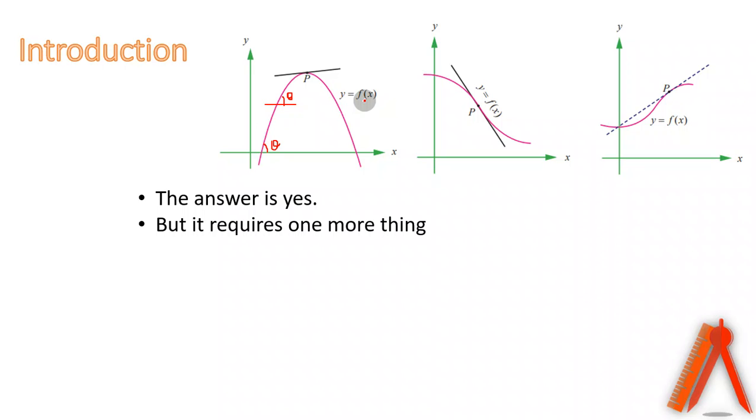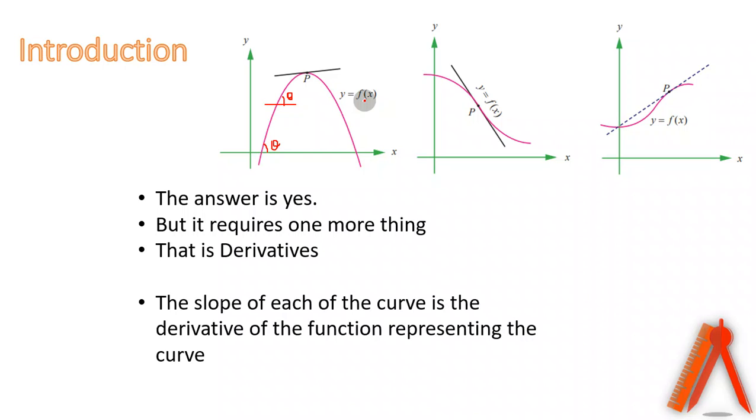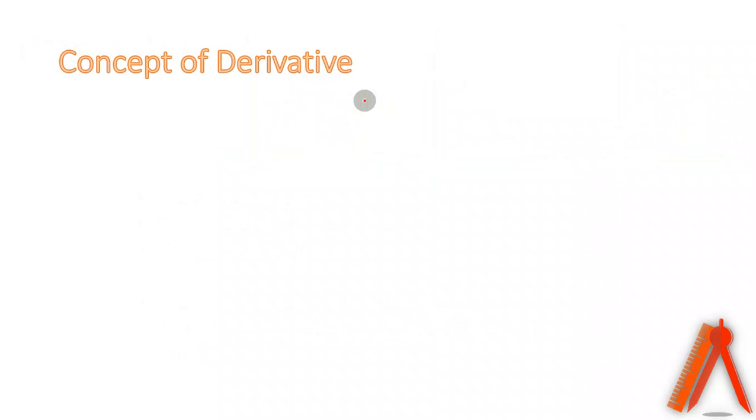But if we use delta y upon delta x directly, then we can't get the variable value. We only get a constant value, but we require a variable value. So that's derivatives. The derivative is nothing but the slope of the graph. So the derivative of an equation is given by the slope of the graph in the two-dimensional plane, the xy axis. So let's move on to the concept of derivative.